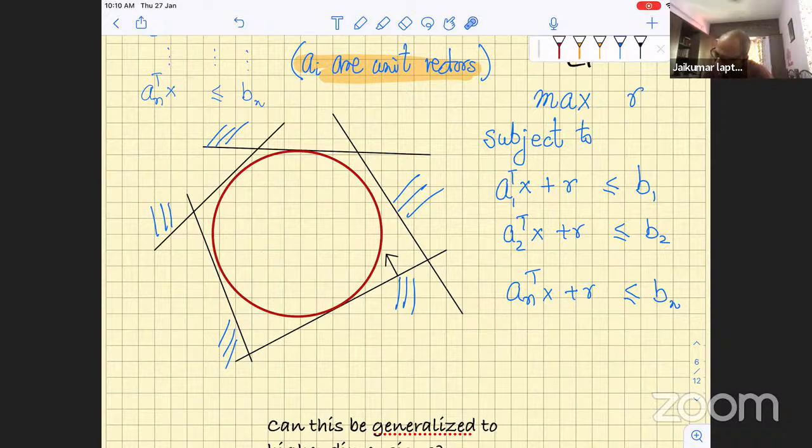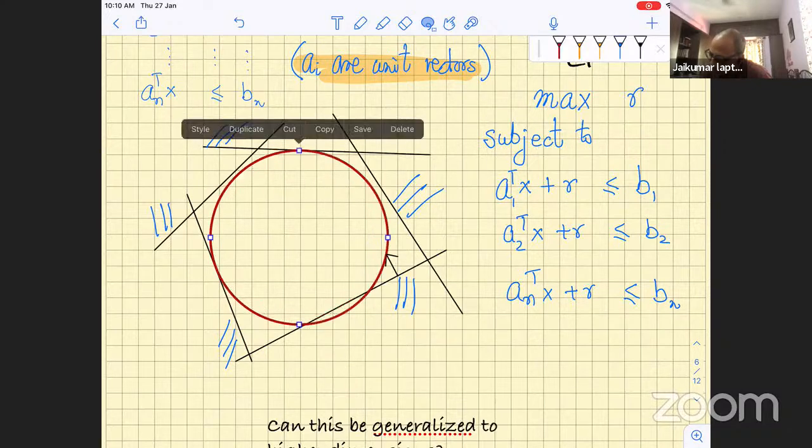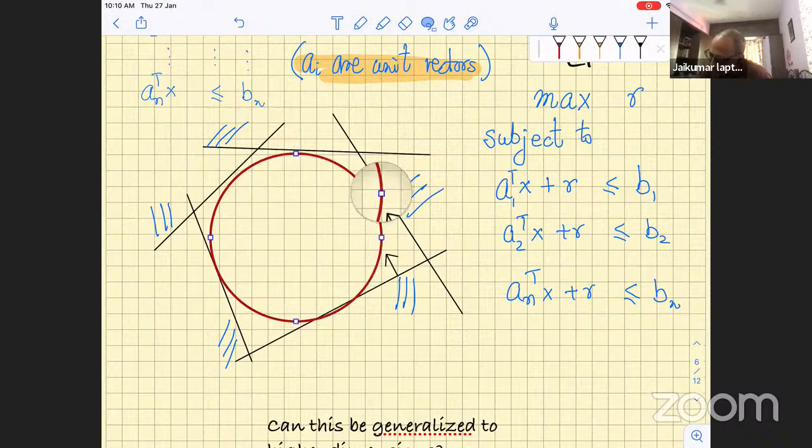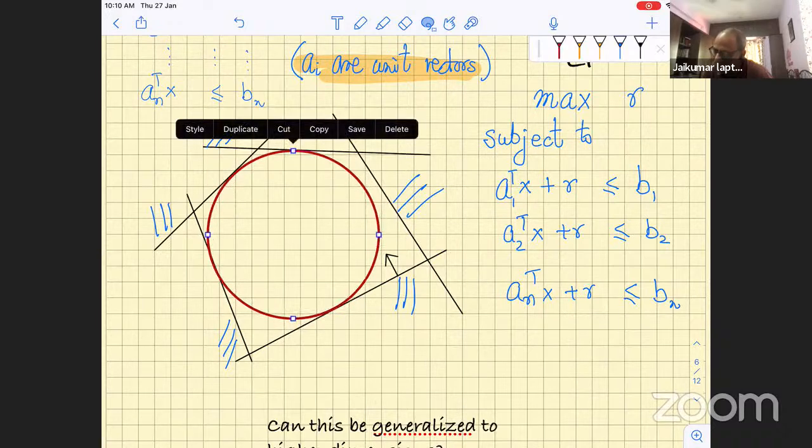So I believe eventually the circle will somehow, maybe I should make it a little bigger. Sorry, I'm not able to do this very well, but it will settle to some position like this, where it will touch these three lines. Something like that. Okay.